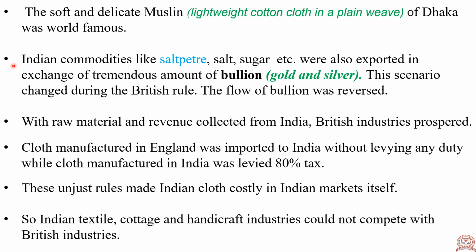Indian commodities like saltpetre, salt, sugar, etc. were also exported in exchange of tremendous amount of bullion, that is gold and silver. This scenario changed during the British rule. The flow of bullion was reversed.